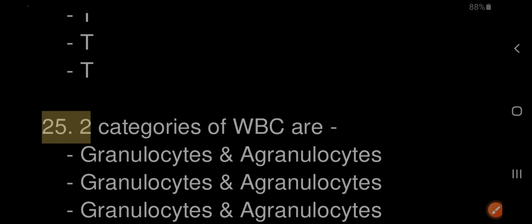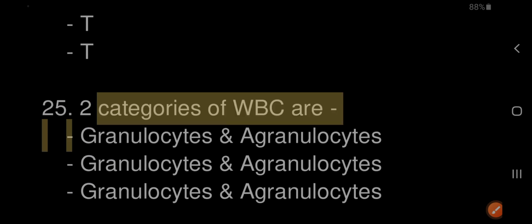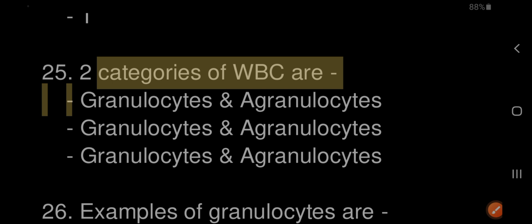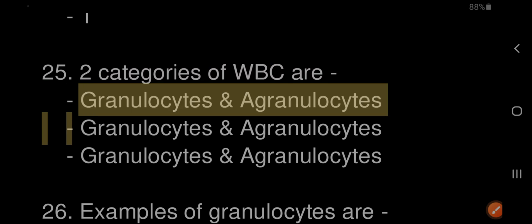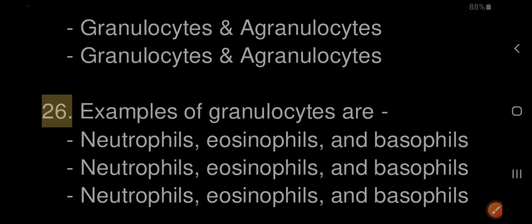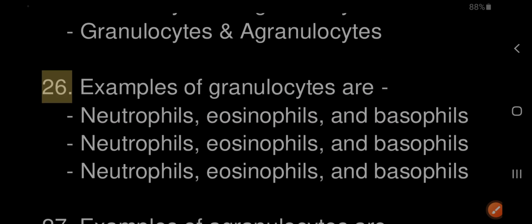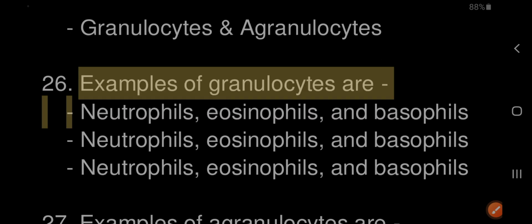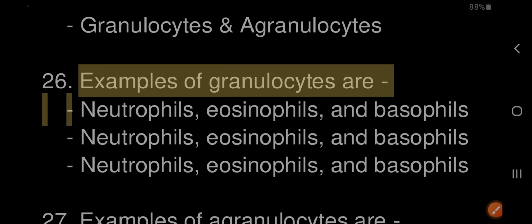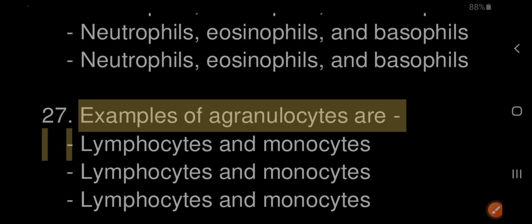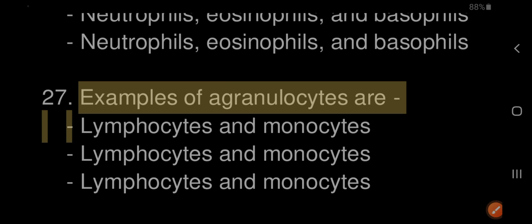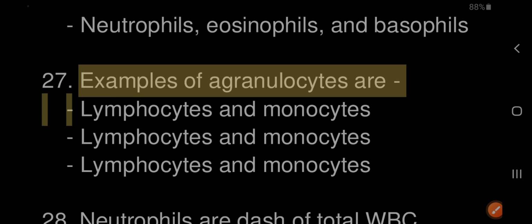25. Two categories of WBC are granulocytes and agranulocytes. 26. Examples of granulocytes are neutrophils, eosinophils, and basophils. 27. Examples of agranulocytes are lymphocytes and monocytes.